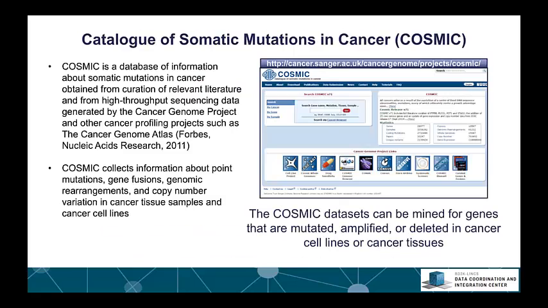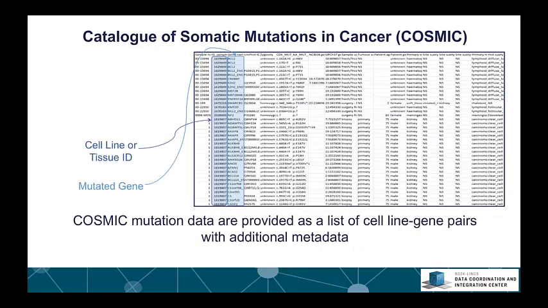The Catalogue of Somatic Mutations in Cancer dataset reports gene mutations in cancer tissues and cancer cell lines. This data is useful for obtaining lists of candidate gene mutations that could be driving particular cancers. The COSMIC dataset is structured as a list of gene-cell line pairs. This already places it in the form of an unweighted bipartite graph.